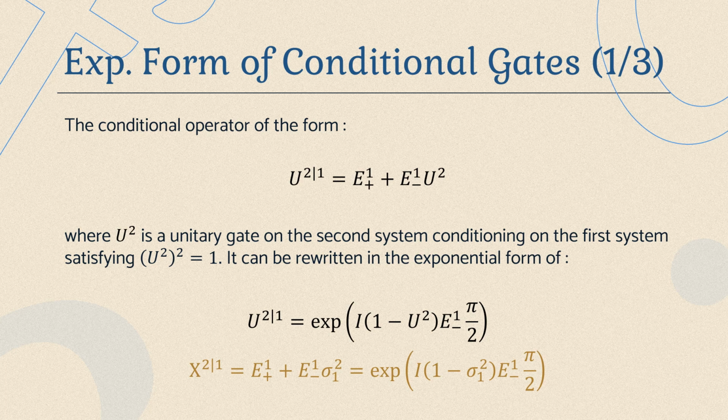For the conditional operator of the form U2 conditioned on qubit 1 equals E1+ plus E1- times U2, where U2 is a unitary gate on the second system conditioning on the first system, satisfying U2 squared equals 1, it can be rewritten in the exponential form of U2 conditioned on qubit 1 equals exponential i times (1 minus U2) times E1- times pi over 2. And an example for the controlled-NOT gate is written below.